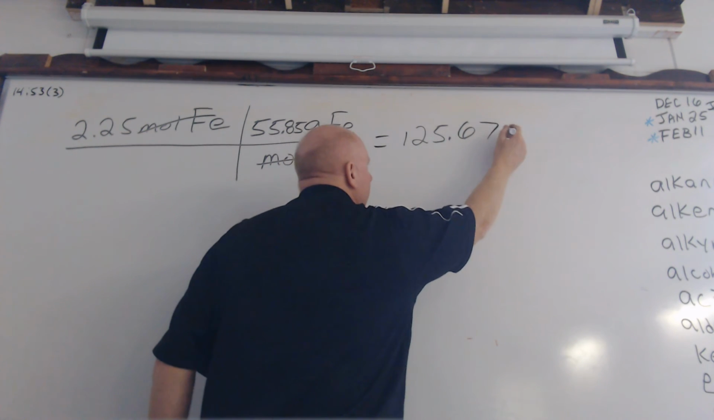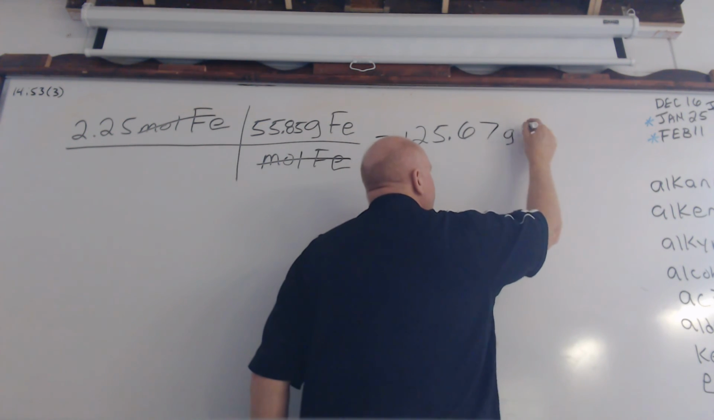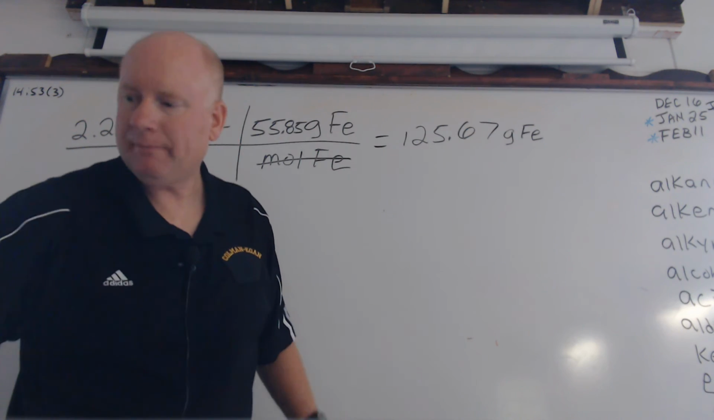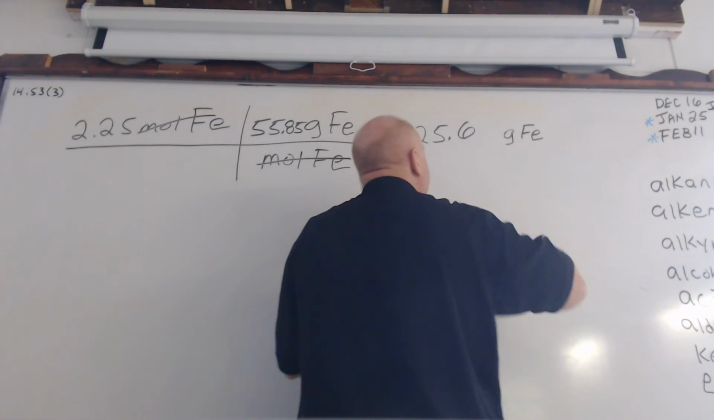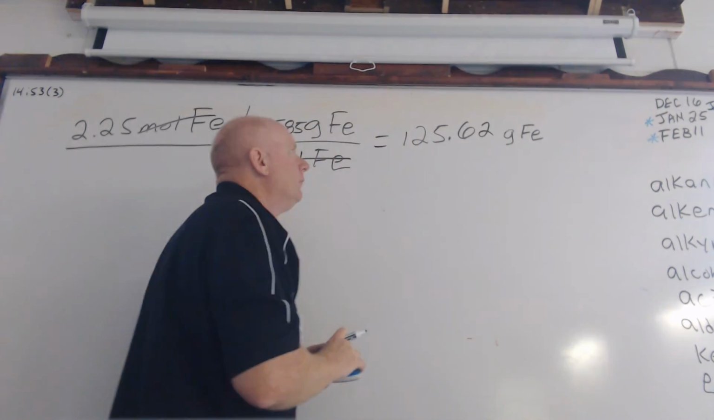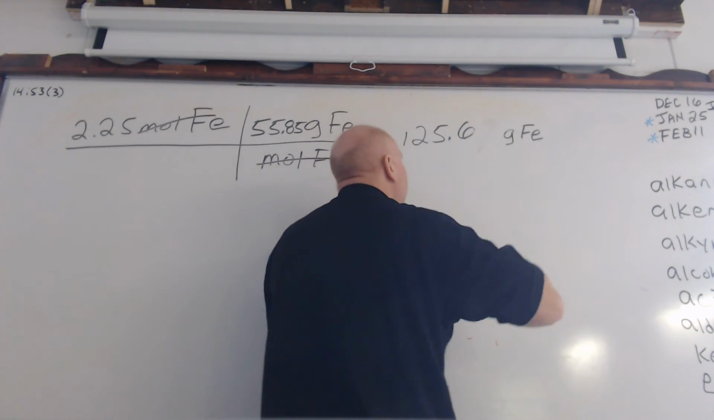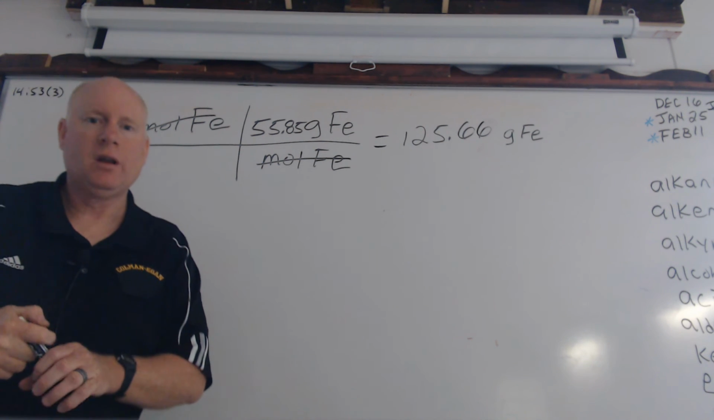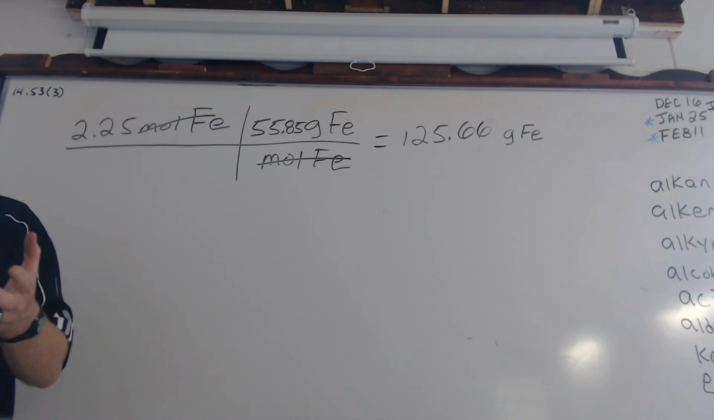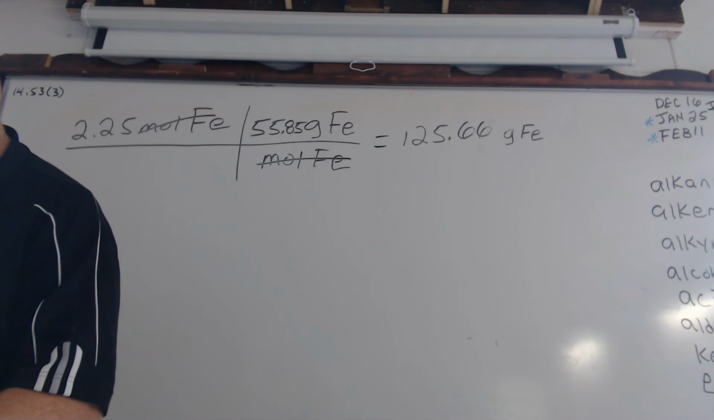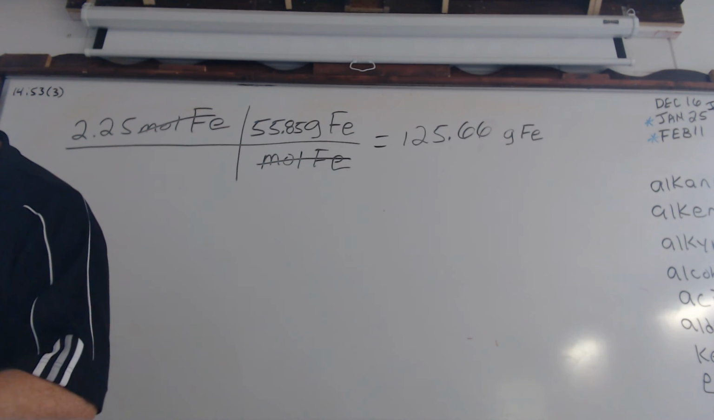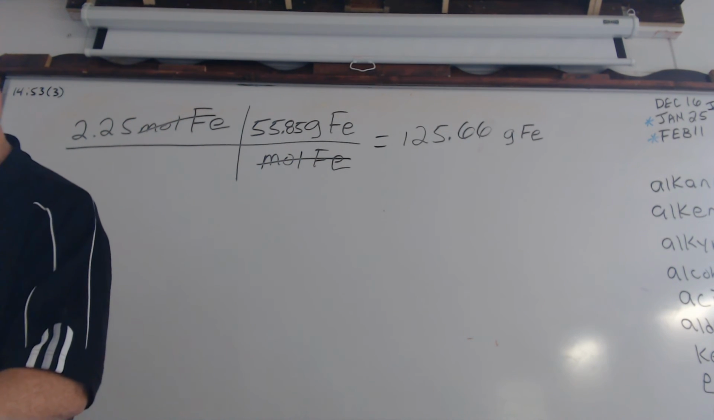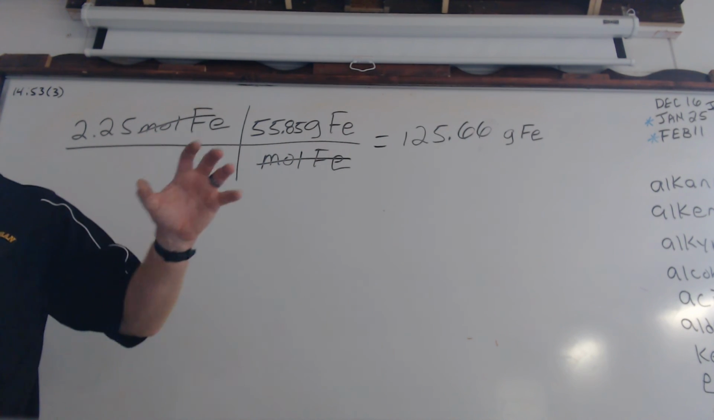Then we'll do grams of iron. 6625. Okay. So that's how you solve that one. Notice that the rest of these are all labeled in moles. We'll come back and do some of those later on.